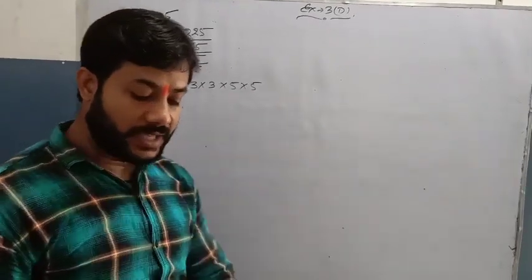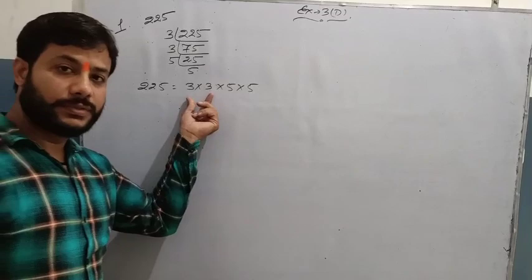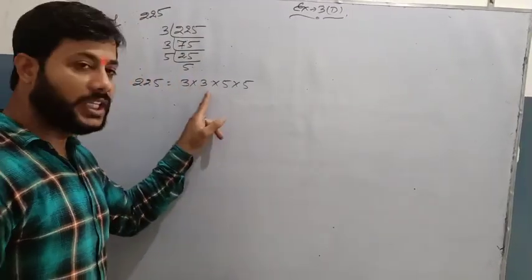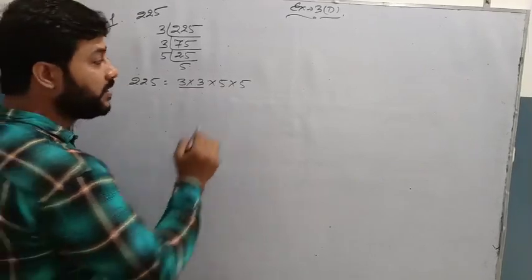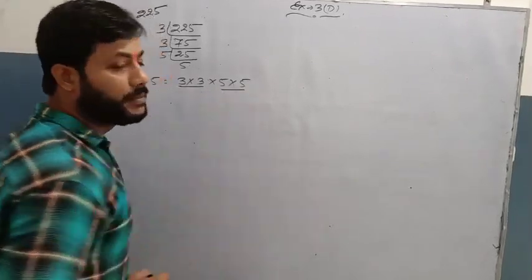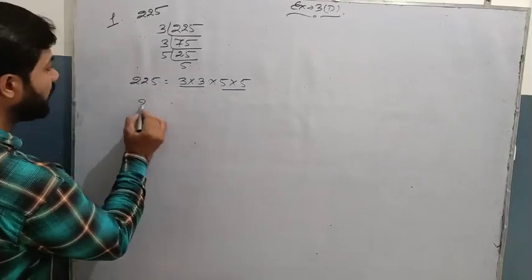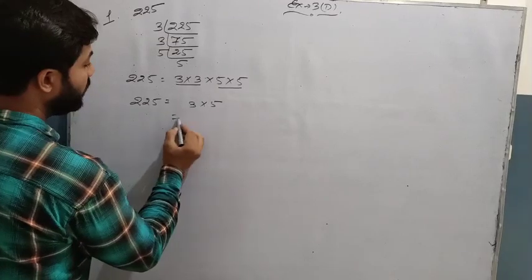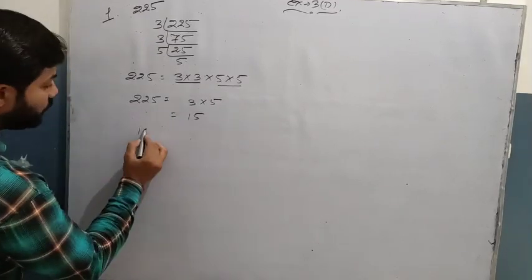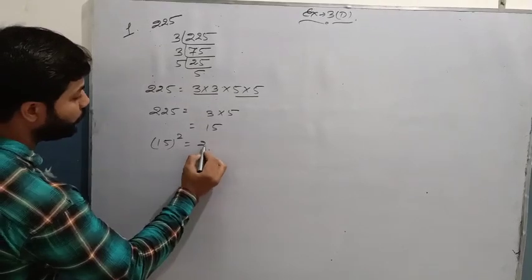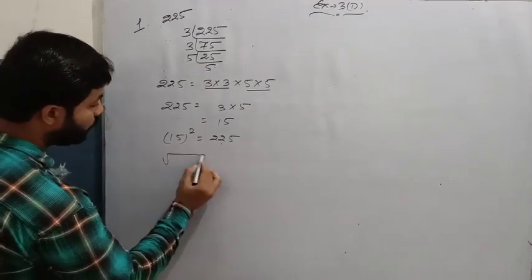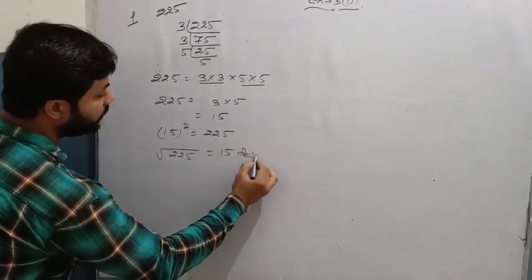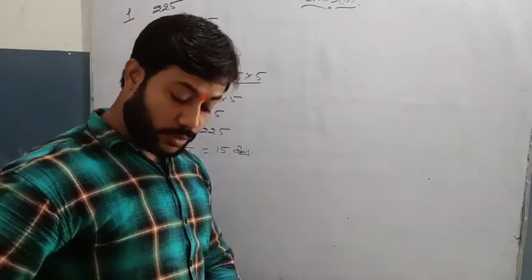It means that we have got pairs of prime numbers. 3 into 3 is a pair of prime numbers, then again 5 into 5, a pair of prime numbers. It means that 225 is the square of 3 into 5, that is 15. So 15's square is 225 and the square root of 225 is 15. Okay students, now we will take one more question.